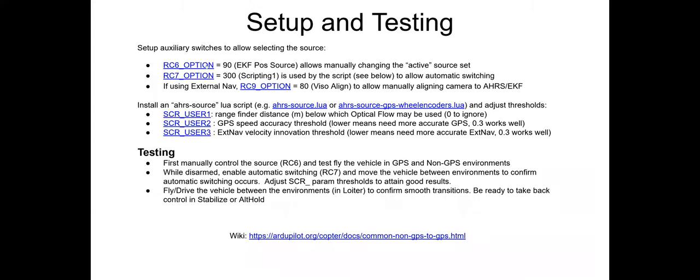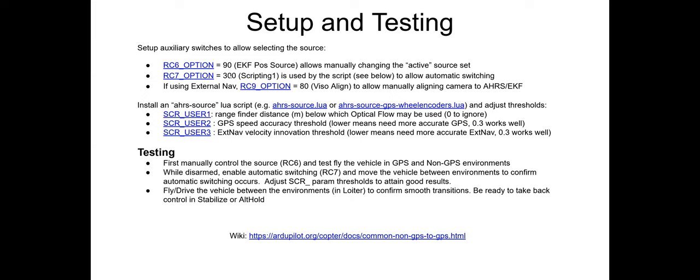And the way that you switch between the sets, there's a couple of different ways, but you can do it manually by setting up an auxiliary switch. So for example, on my transmitter, I have a little turning knob on channel six. So I set that up as my EKF position source, which is 90. So I set RC6 option to 90. And so the low position selects GPS, the middle position selects the camera. And in some of my tests, I had a third position, which was actually optical flow. So that allows the manual switching.